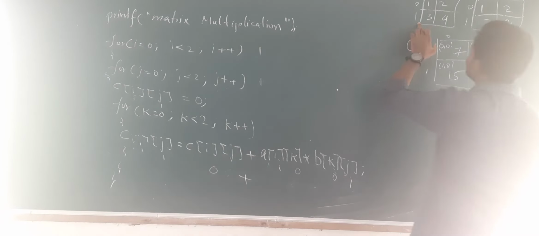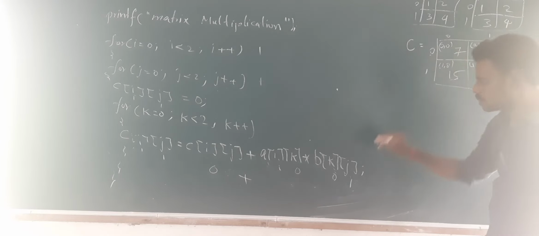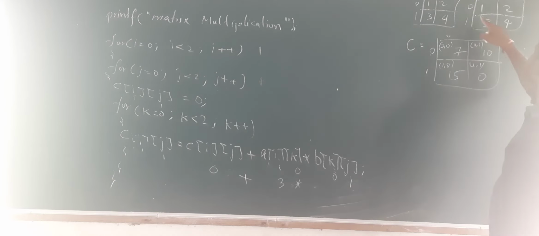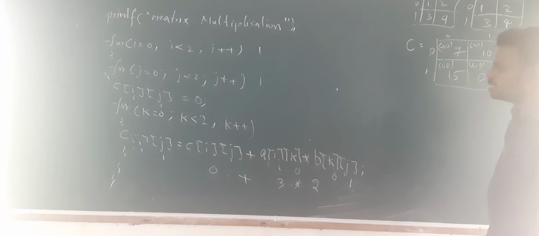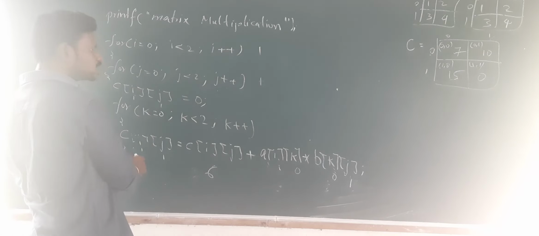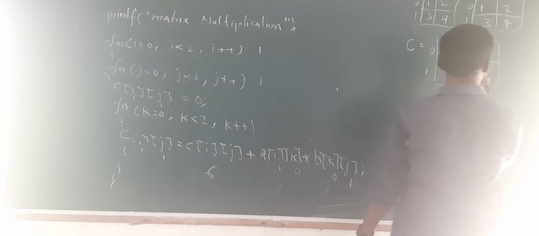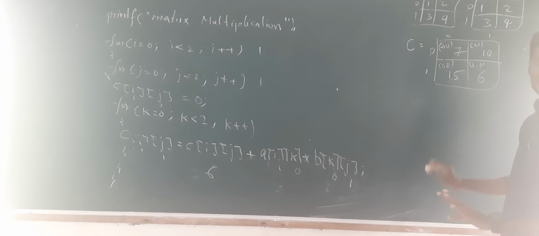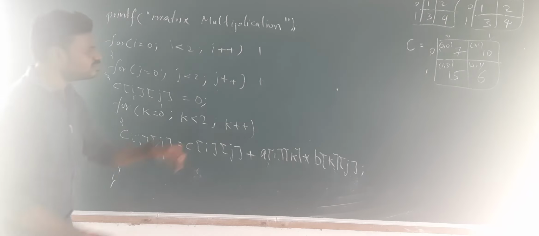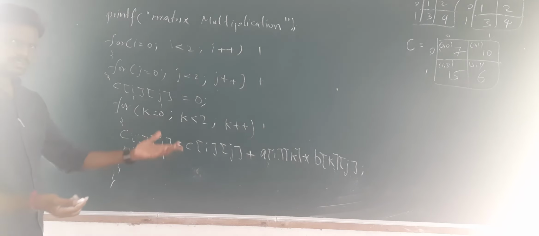At A of 1 0 we are having 3, into B of 0 1. At B of 0 1 we are having 2. 3 into 2 will return us 6. 6 plus 0 will return us 6. 6 will be stored at the 1 1 position. That is, 0 will be replaced with 6. It is not yet done. Again I need to increment the value of k. Now the k value will be incremented to 1. 1 less than 2, yes.